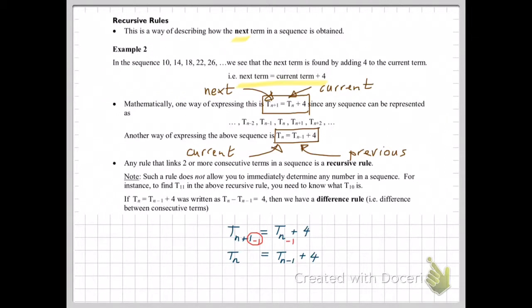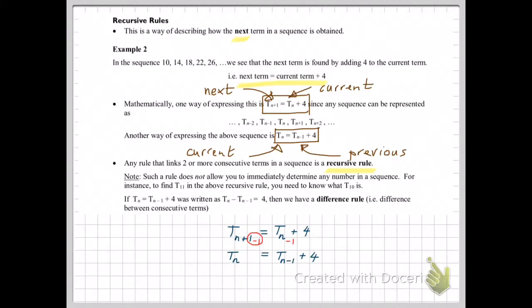sequence. Any rule that links two or more consecutive terms in a sequence is called a recursive rule. Simply means that the same pattern is repeating. Means that we can find later terms if we know the previous terms. And you should realize here that such a rule does not allow you to immediately determine any number in a sequence. For instance, to find t11 in the above recursive rule, you need to know what t10 is.